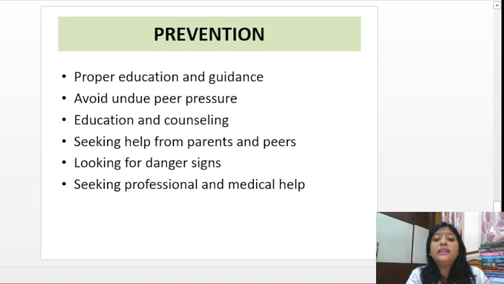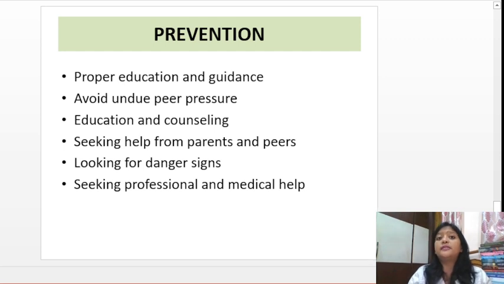Next, seeking help from parents and peers. If you feel that you are becoming inclined to drugs and alcohol, if you feel you are getting addicted or dependent on them, you should try to seek help from parents or from peers. And not only parents and peers, you can also talk to your friends, teachers, any person whom you feel can help you, guide you, educate you.